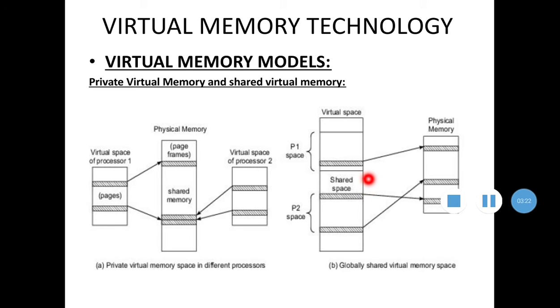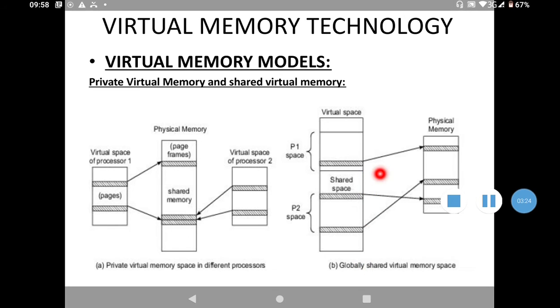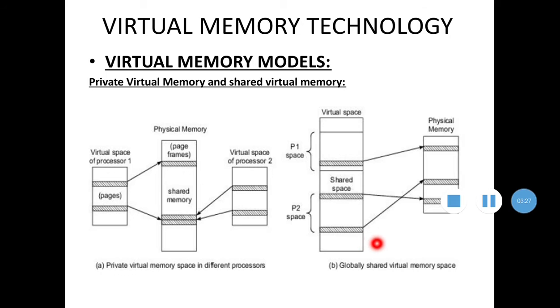And if you observe, this one is the globally shared virtual memory space. Here we have a virtual space and a physical memory, but the virtual space is shared among all the processors. So here you are using only a single virtual space, and some examples of this type of machines are IBM 801, RT, RP3, System 38, and HP Spectra. So the list goes on.